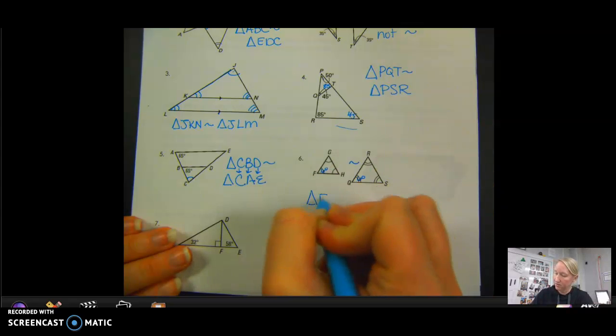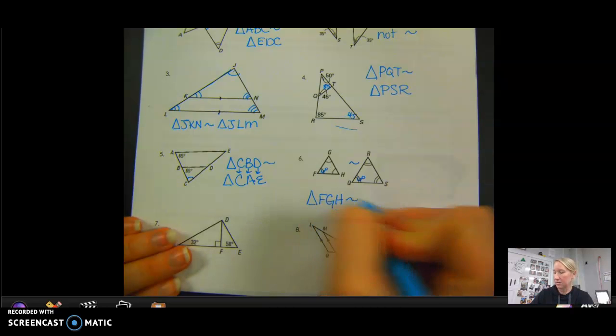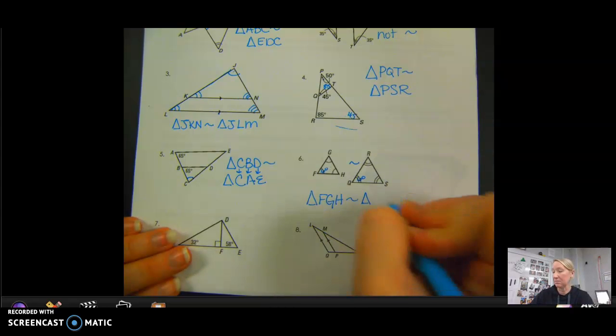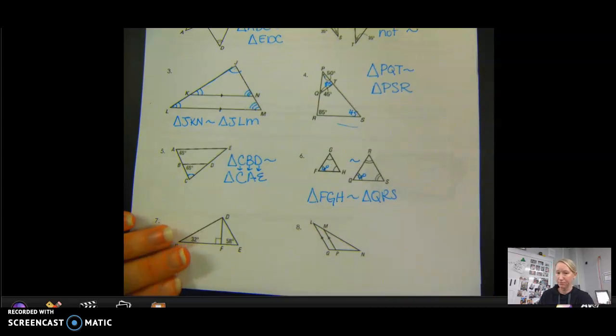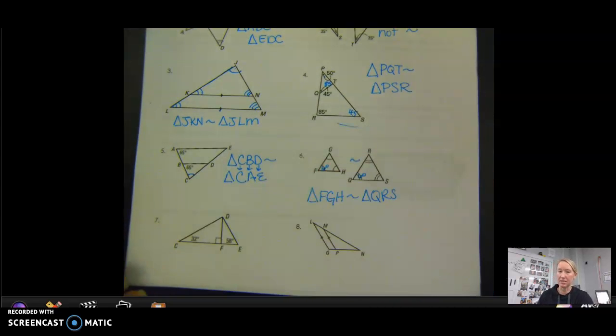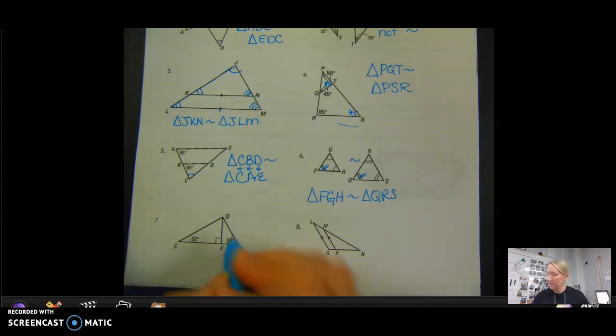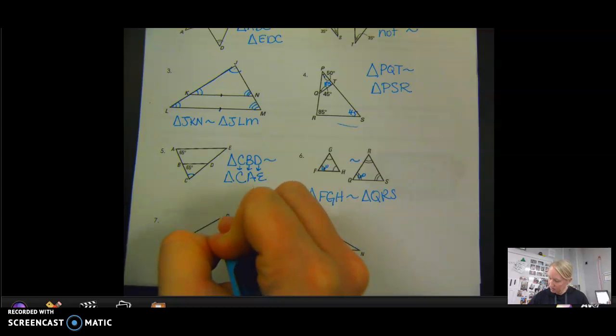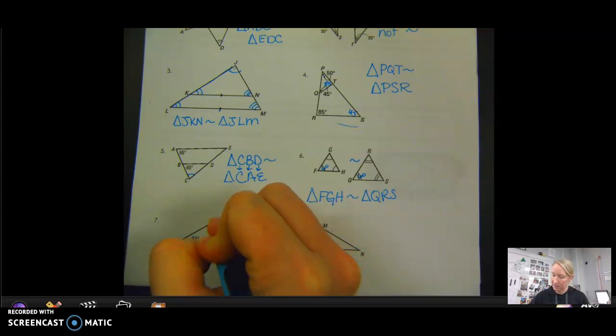So triangle FGH is similar to triangle QRS. Now, on this one, it doesn't matter the order, because I could flip this and it's going to be 60 degrees and similar. This one down here, I actually have 1, 2, but then I have also a third big triangle. This is 90, and that's 90. Let's figure out, so 180 minus 90 minus 58 leaves me with 32. So they are similar, so this has to be 58.